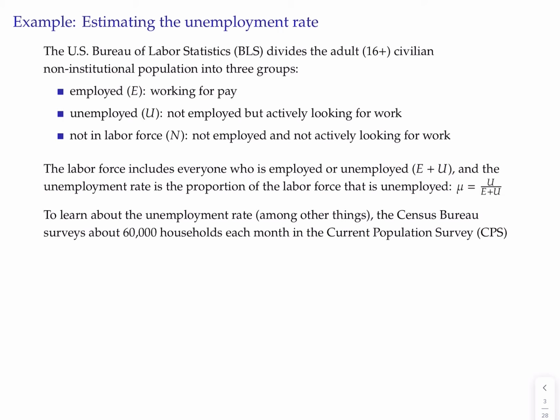All right, the labor force is these first two groups, the employed and unemployed. And the unemployment rate is the share of the labor force, employed plus unemployed, that is unemployed. Okay, and whatever that underlying unemployment rate is in the population, I'm going to call that mu. And to learn about the unemployment rate, every month in the U.S., the Census Bureau fields the Current Population Survey, or CPS, where they talk to about 60,000 households each month to learn some basic things, including the employment status of the adults in the household.